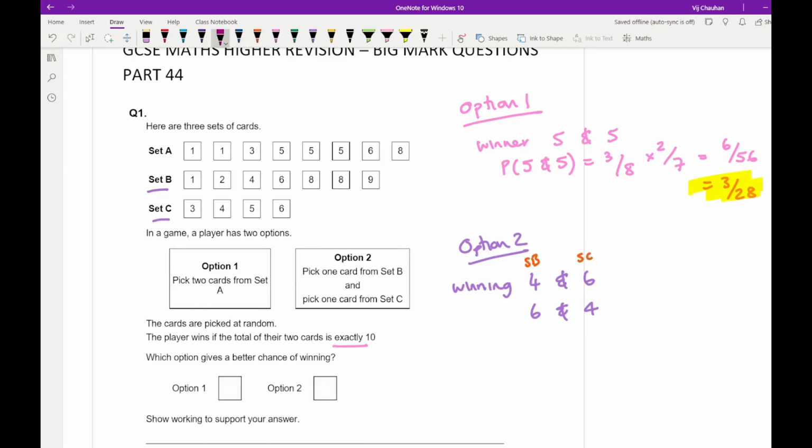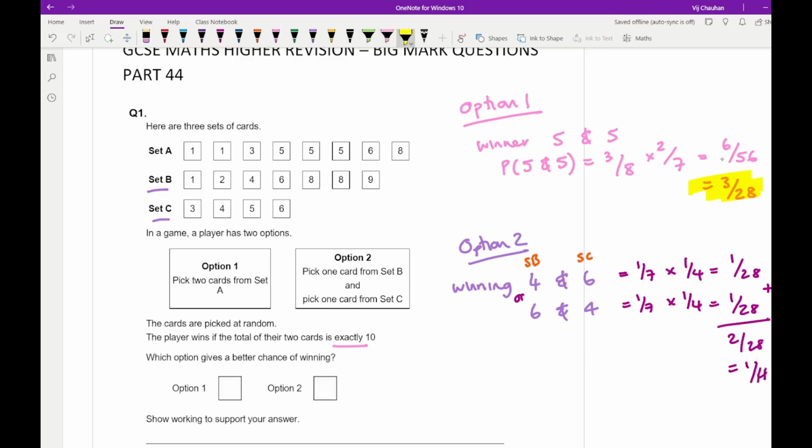So the probability of getting a 4 first in set B is going to be 1 out of 7, and the probability of getting a 6 from set C is going to be 1 out of 4, which then comes up to a total of 1 over 28. Then looking at the second option, we've got a 6 from set B, which is going to be 1 out of 7, multiplied by a 4 in set C, which is 1 out of 4. And that gives us, again, 1 over 28. Now, the word or means plus, so we add those 2 fractions together, giving us 2 over 28, which simplifies to give us 1 over 14.